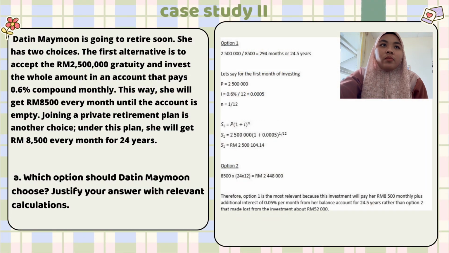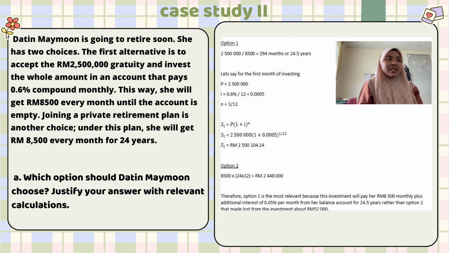Question 1. Tati Mama is going to retire soon. She has two choices. The first alternative is to accept the 2,500,000 gratuity and invest the whole amount in an account that pays 0.6% compounded monthly. This way, she will get 8,500 every month until the account is empty. Joining a private retirement plan is another choice. Under this plan, she will get 8,500 every month for 24 years. The question is, which option should Tati Mama choose? Justify your answer with relevant calculation.